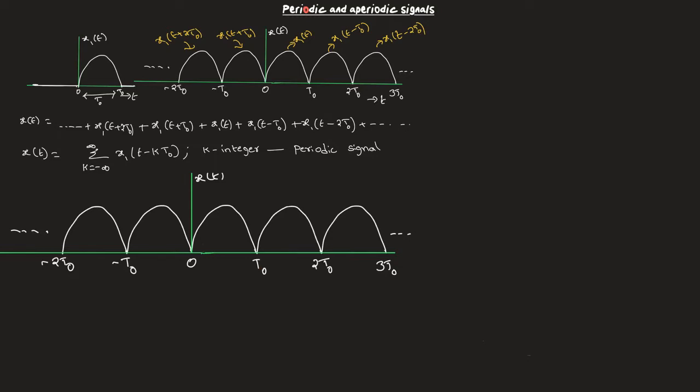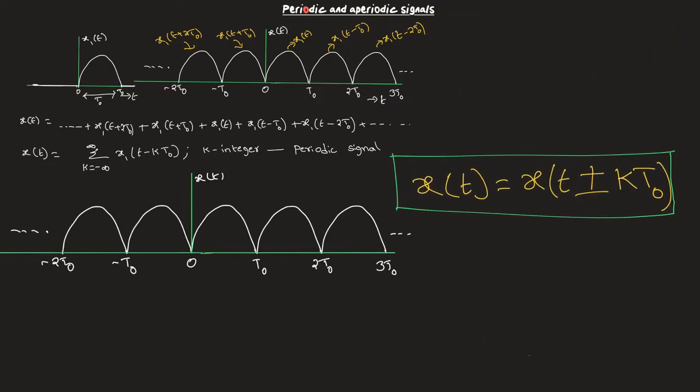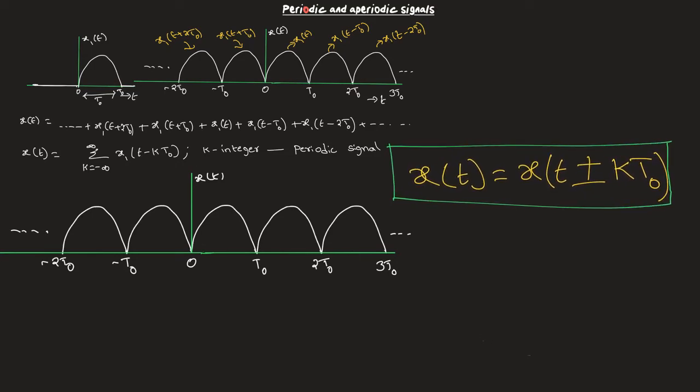Similarly, move the signal x of t to the left side by a value T0. There is no change in the signal. Shift the signal to the right side or left side by values 2T0, 3T0, 4T0, etc. There will not be any change in the signal x of t. That can be expressed as x of t is equal to x of t plus or minus kT0. We know k is an integer. What is the meaning of this expression?